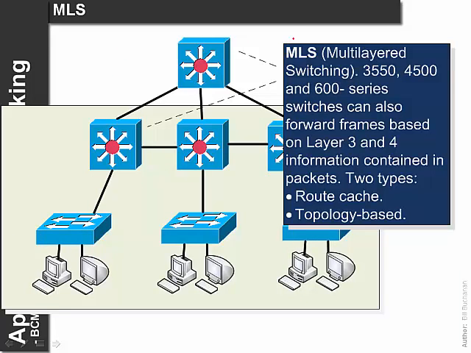A key concept that we have is multilayer switching. These devices work at layer 2 and layer 3. A typical entry-level MLS is the 3550 switch, a higher level one is the 4500, and a core level switch is the 6000 series switch. These can work at layer 2, layer 3, and even up to layer 4. The basic types that we have are either route cache or topology based.